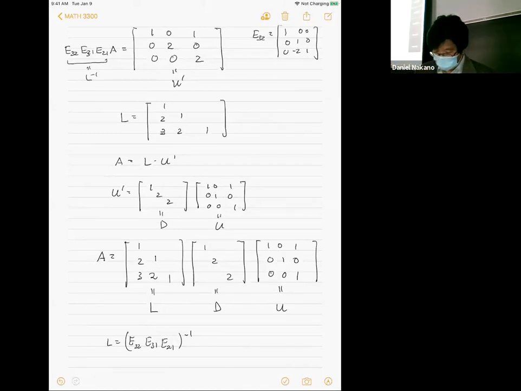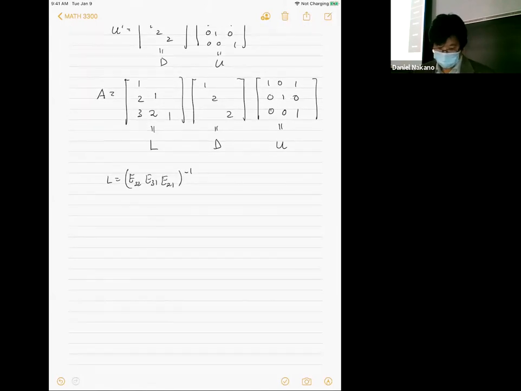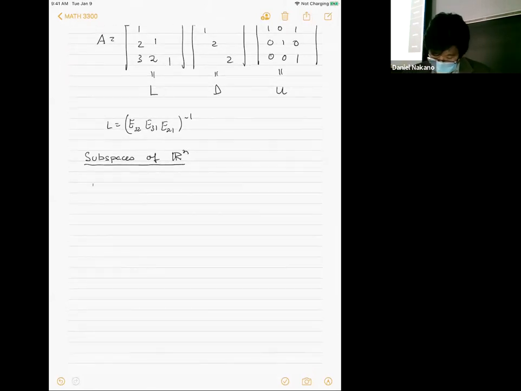All right, so now we're going to switch gears a little bit. The next topic we're going to talk about is subspaces of Rn, the vector space Rn. So remember what Rn was. Rn is the n-tuples, the set of all x1, x2 up to xn, where all the xj's are in the real numbers.